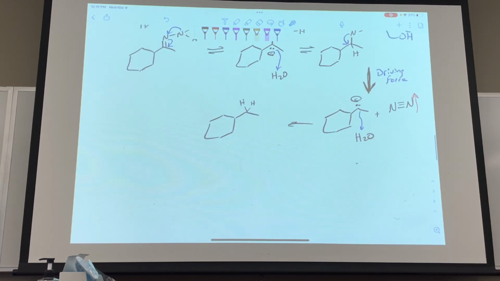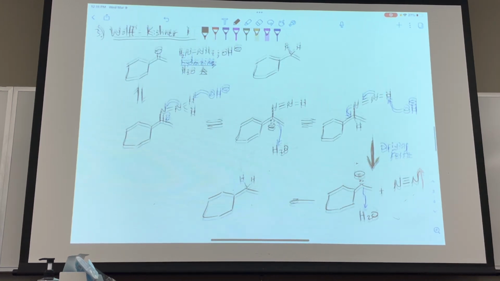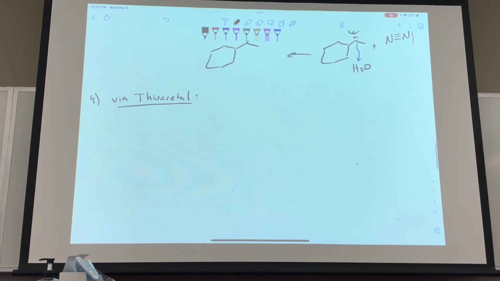Okay, so I'm going to give you one more way of doing the exact same thing, and that is via a thioacetal. This is going to be something similar to what you've seen before. We talked rather extensively about acetals in the last lecture or two. So what do you think it means whenever we put the prefix thio? What does that indicate? Yeah, sulfur. That's exactly what it is.